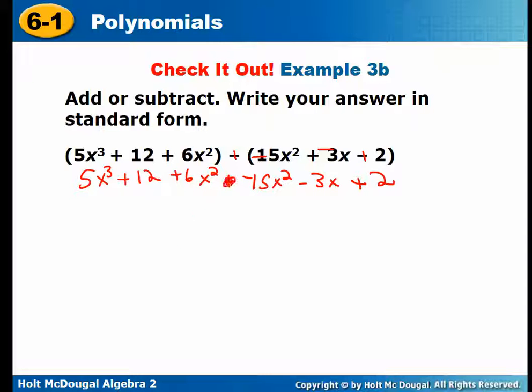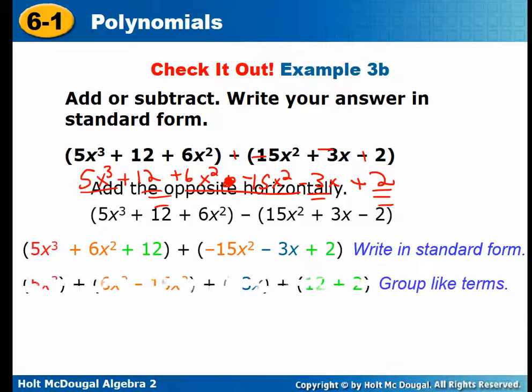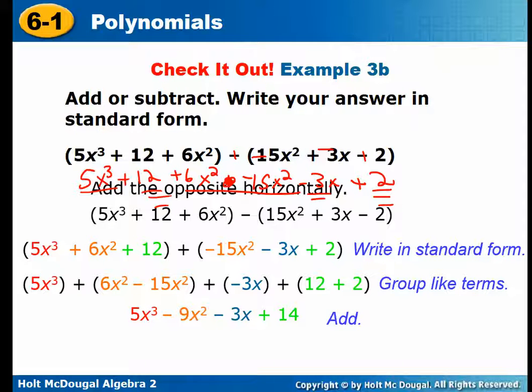I don't really need this either. So then when you combine your like terms, there's only one of these. These would go together. There's only one of these, and then these two would go together. So you should end up with 5x cubed minus 9x squared minus 3x plus 14.